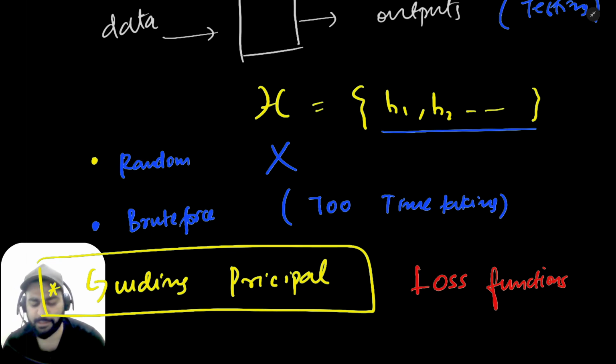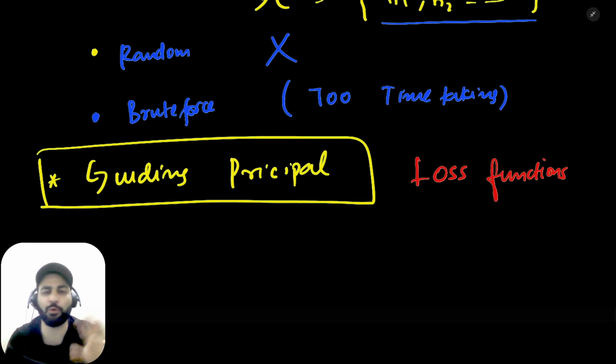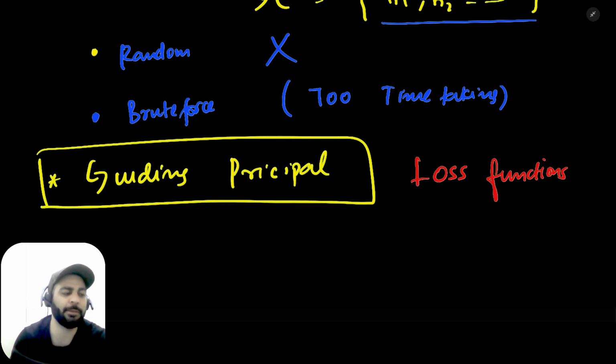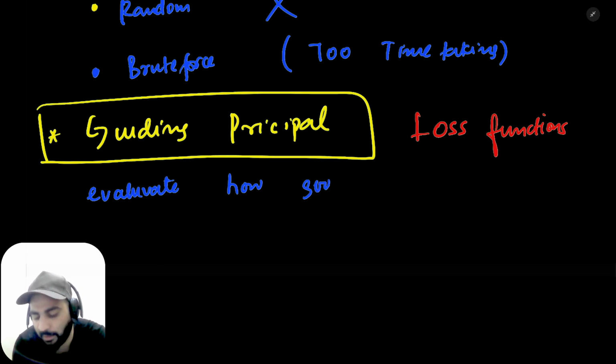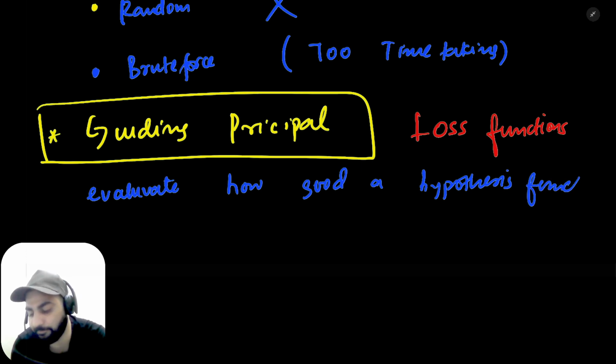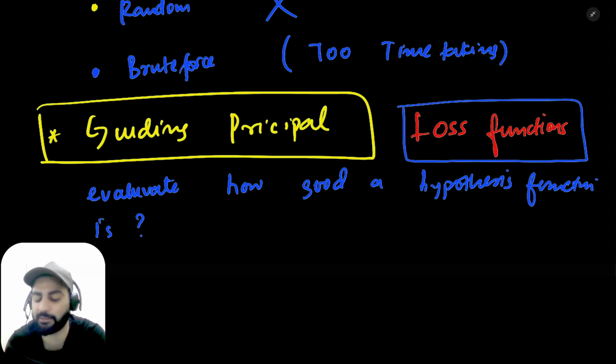What is this loss function? What is this hypothesis function? What are we finding? This loss function is a guiding principle. It will tell you, if you chose this edge, how good it is. It gives you a method to evaluate how good a hypothesis function is. So now I'm choosing a loss function, let's suppose, and I want to evaluate how well it works. I have to take a loss function, and then based on that I'll evaluate my function.